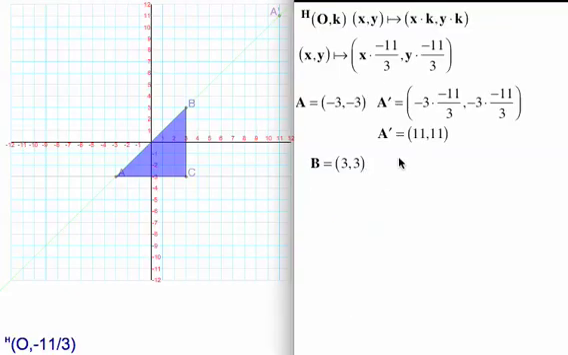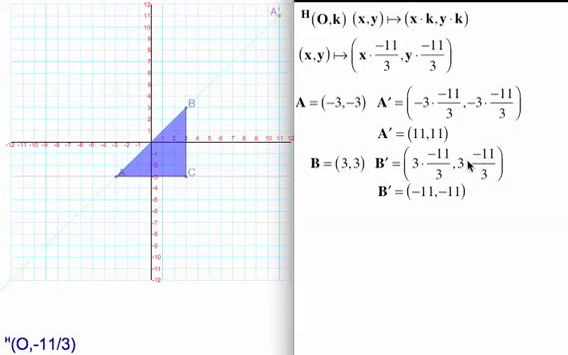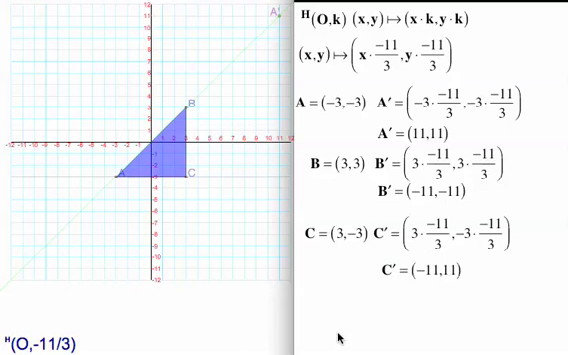So the B is 3, 3. So B prime is 3 times negative 11 over 3, 3 times negative 11 over 3. So we have positives times negatives. That makes negative. So they're both going to be negative. The 3's cancel, and we get negative 11. And here the 3's cancel, we get negative 11. So negative 11, negative 11. And then for C, we have 3, negative 3. And we have our k factor of negative 11 over 3. So we're going to multiply those. So the 3's cancel, we get negative 11, negative 11. And that's our final answer.